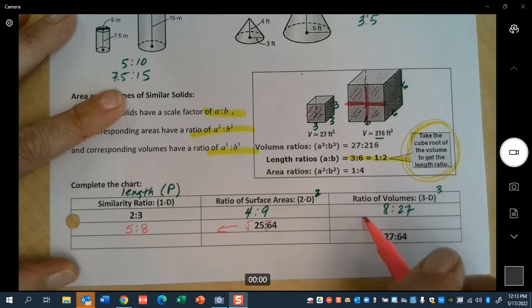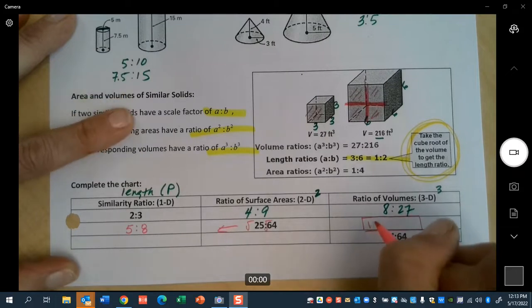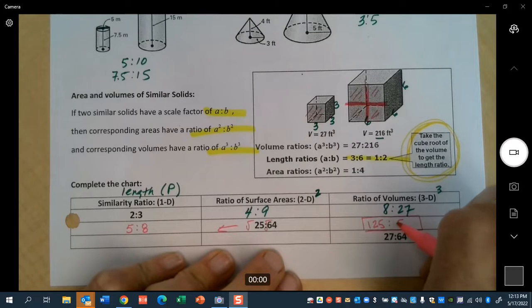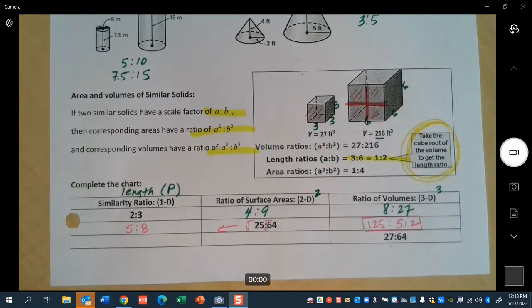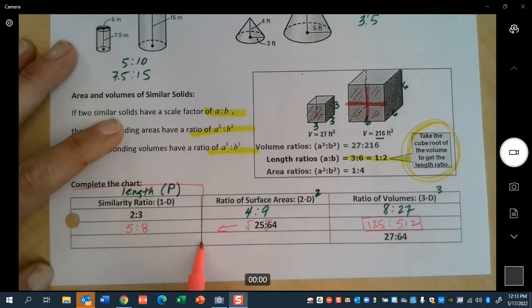If I want to know the ratio of my volumes, I'm going to have to cube 5, and I'm going to have to cube 8. 512. Now here's the deal. You have to go back to your linear length to get to areas or volumes. So notice from the volume we went to linear and then we went to area. So you're going to have to continue to come back to this linear length in order to figure out your areas or your volumes.